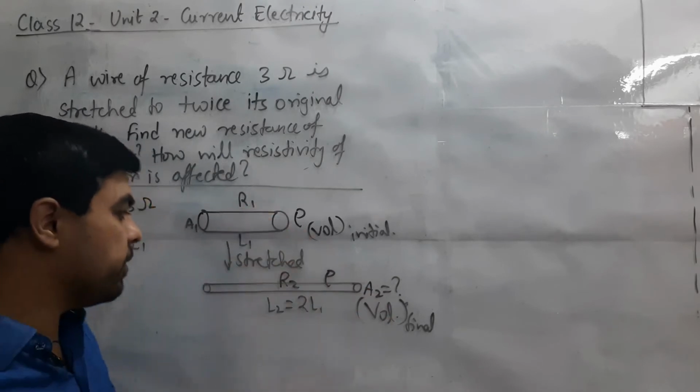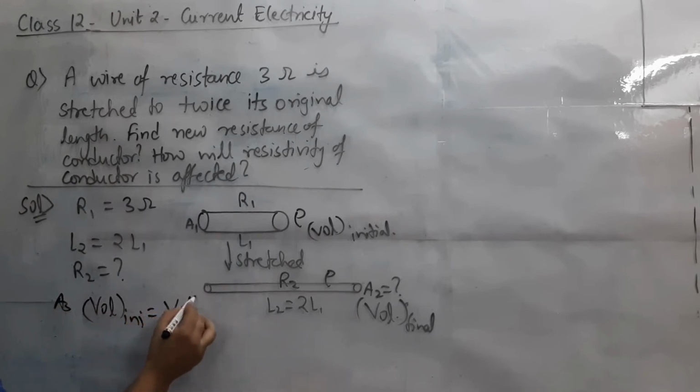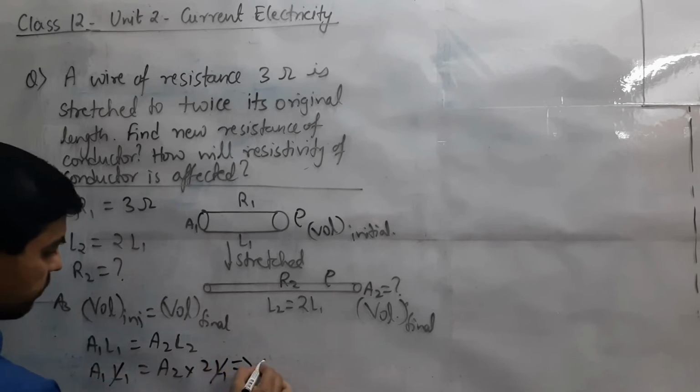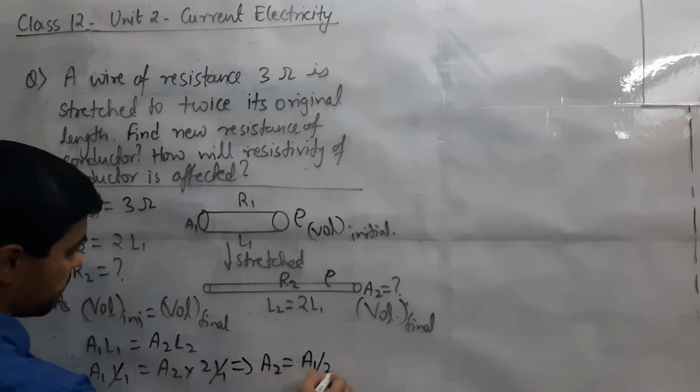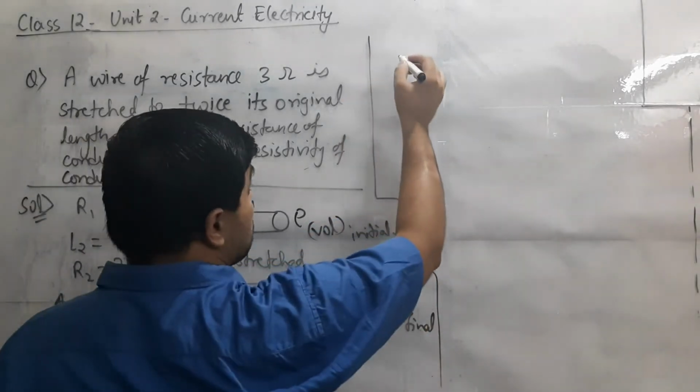So we should have the effect of both the factors, and for that first of all we will consider volume initial and volume final as the same. The shape is cylindrical, so initial and final volume must be A1 L1 as well as A2 L2. A1 is as usual, L1 is as usual, A2 is as usual, but L2 is twice of L1. So L1 and L1 can be cancelled, and from here A2 equals A1 by 2.